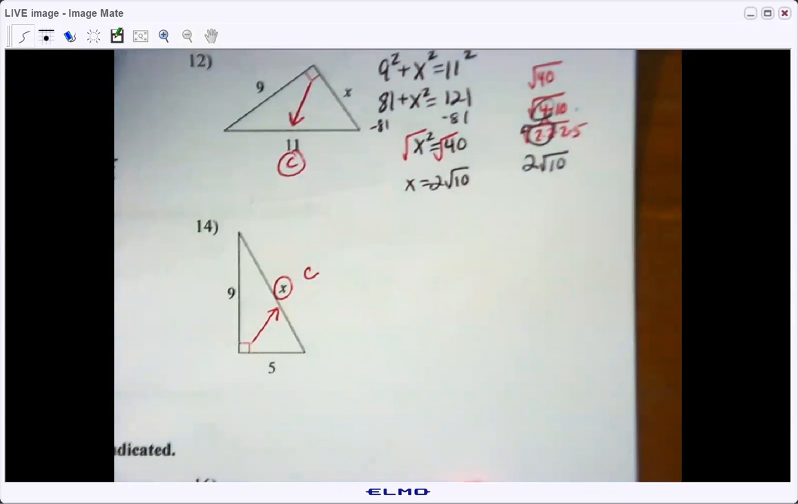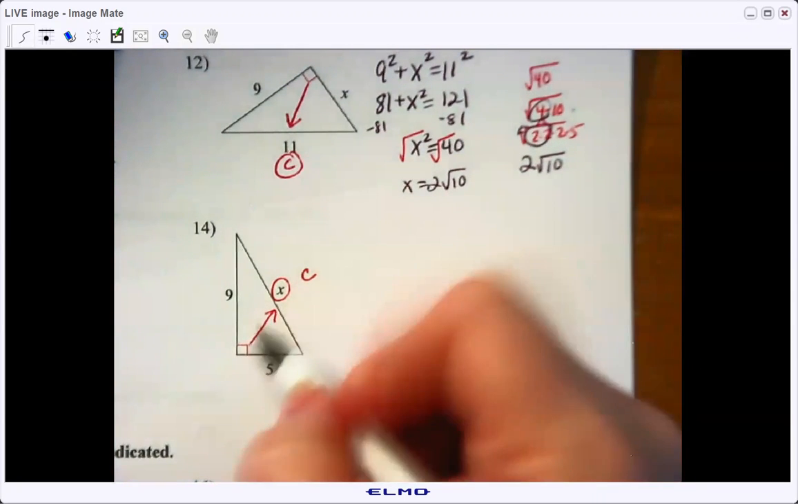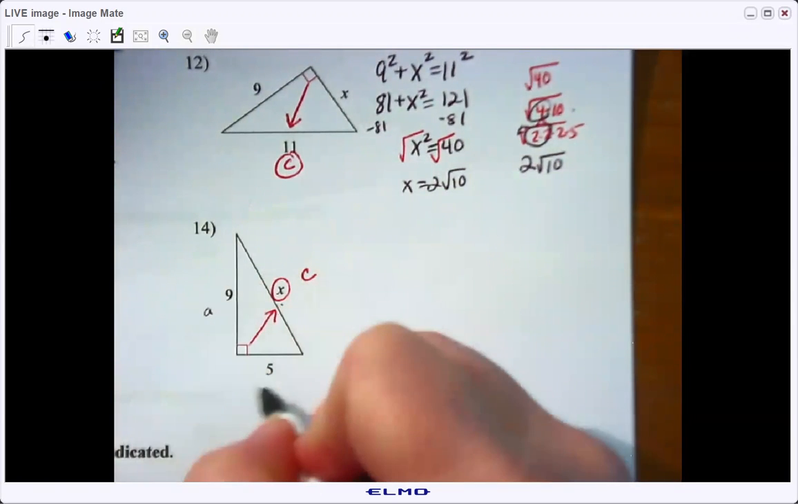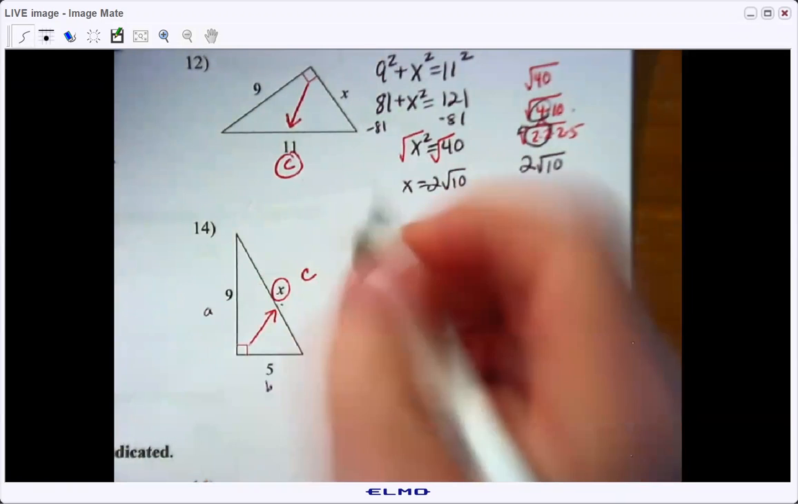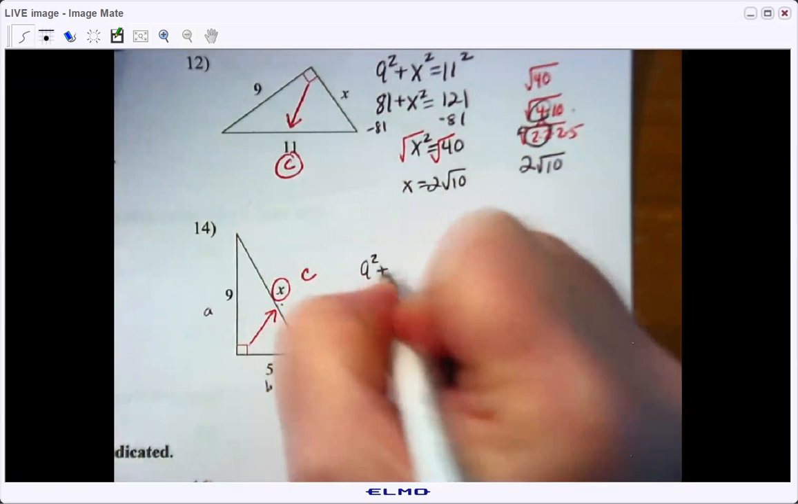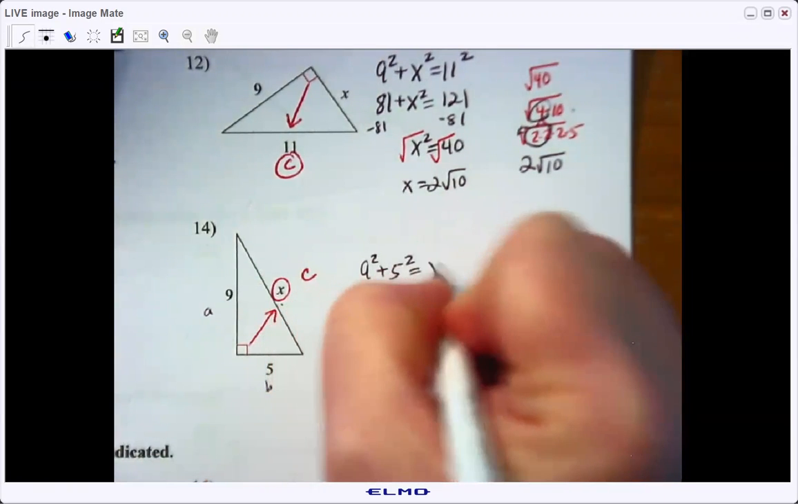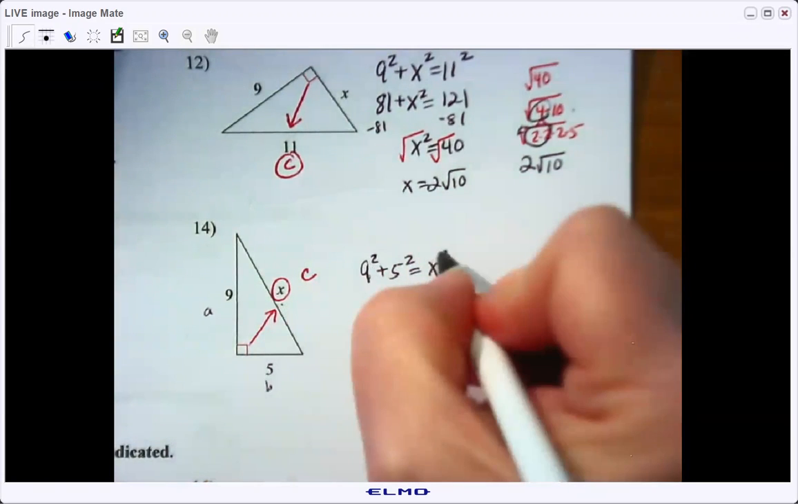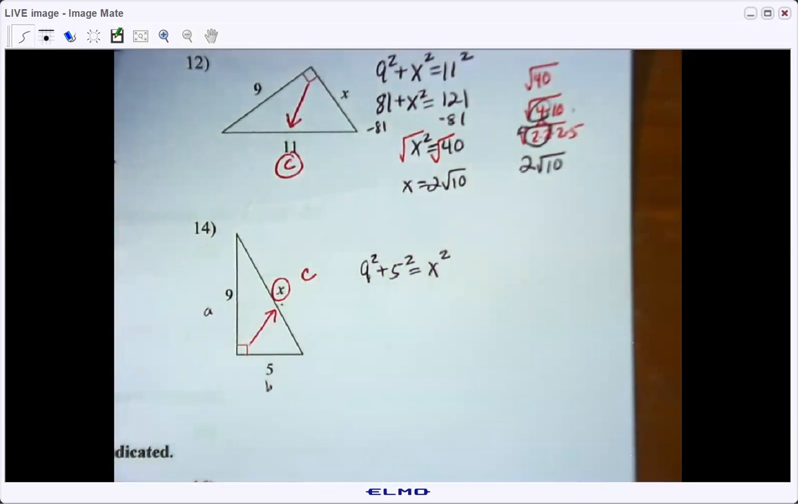Okay, good. Let's do number 14, same idea. My C is X. Okay, that means this is A and B, or B and A, doesn't matter. The 9 squared plus 5 squared is equal to X squared. Okay. Try that one, put the answer in the chat box.